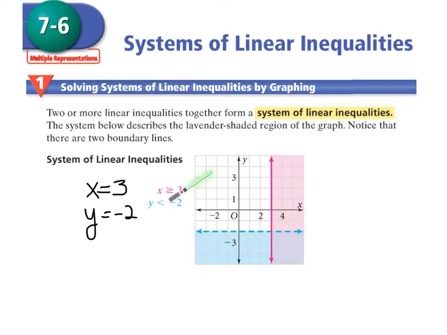It says greater than 3, so I shaded the right of 3. Less than -2, I shade below. The lavender shaded region, which is this region right here, represents the overlapping shaded regions, which is your answer.